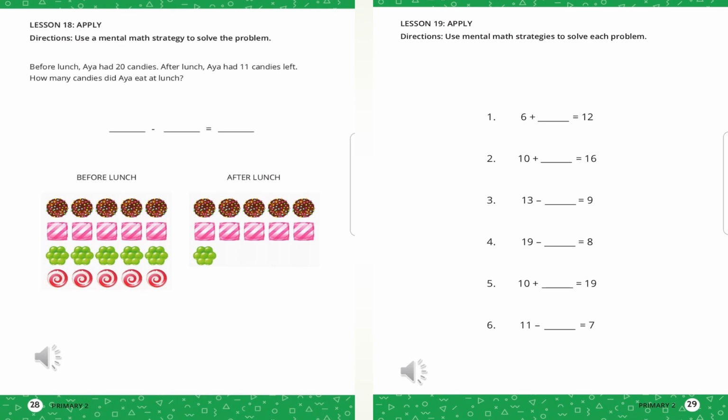How can we solve this? We have a missing number in the middle, before the equal sign. So we will count from small to big. After 11: 12, 13, 14, 15, 16, 17, 18, 19, and 20. So we have 9 fingers. So we will write 9 here.